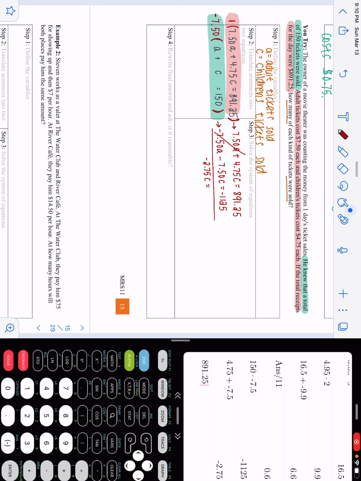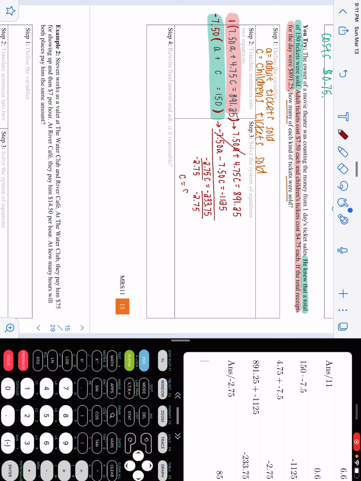And remember, we don't want a negative answer. Hold on, let me just do this before I say anything. So 891.25 plus negative 1,125. We get negative 233.75. So right now, you might be a little confused as to why we're getting a negative number, and that's okay as long as our final answer is not negative. And it ends up being positive because we're going to divide by negative 2.75 on both sides, which will make our right side positive. So take that number, divide by negative 2.75, we get 85.